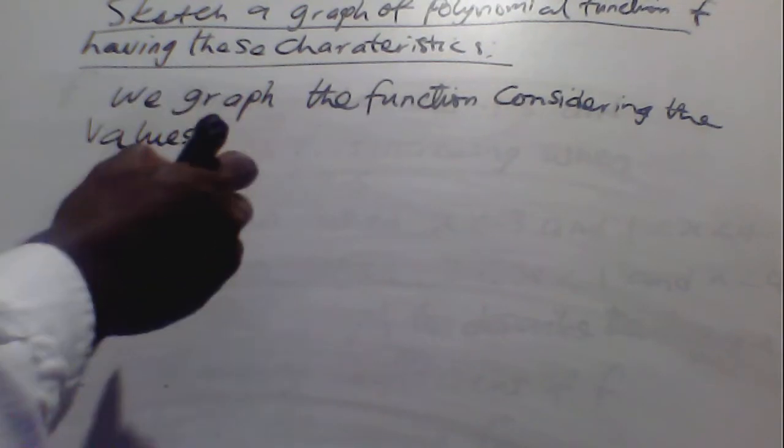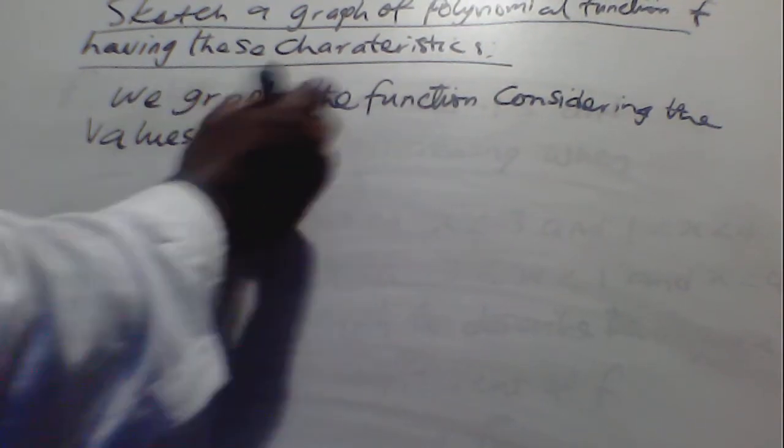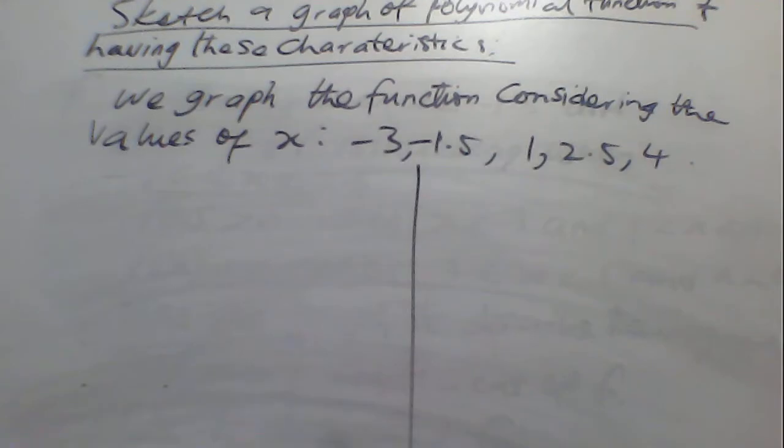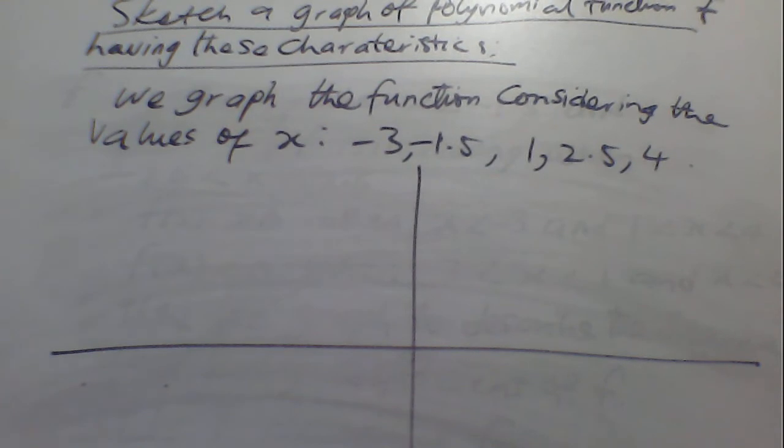So we graph the function, considering the values of x that are given: -3, -1.5, 1, 2.5, and 4. These are values given, so we can draw the graph, how the graph is going to look.